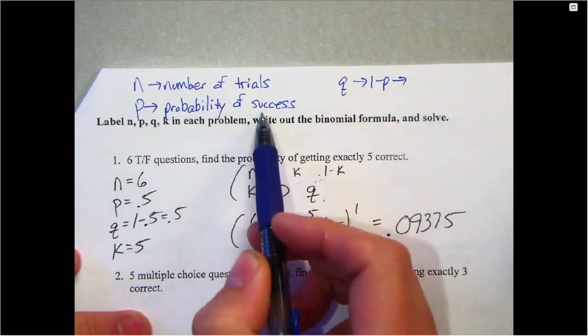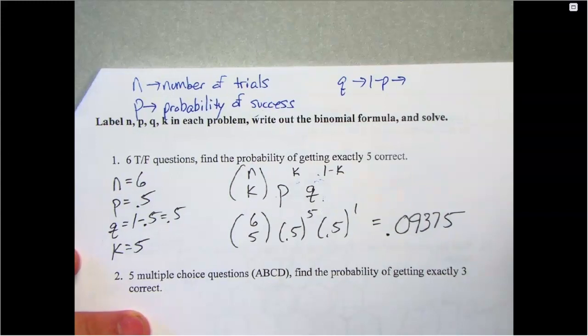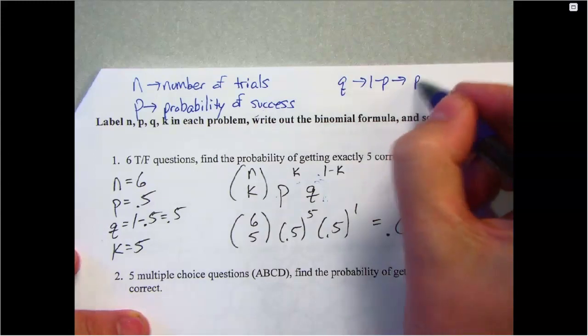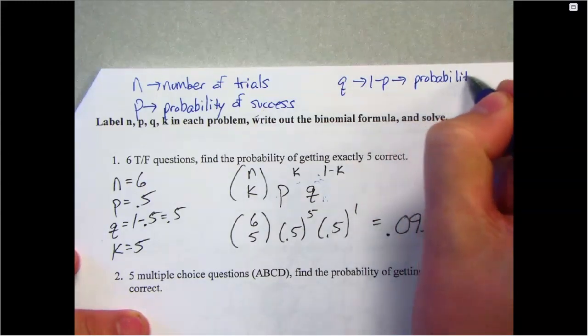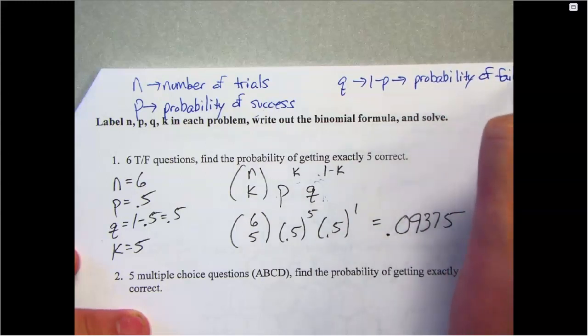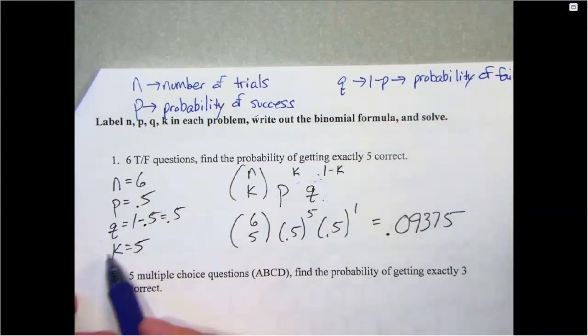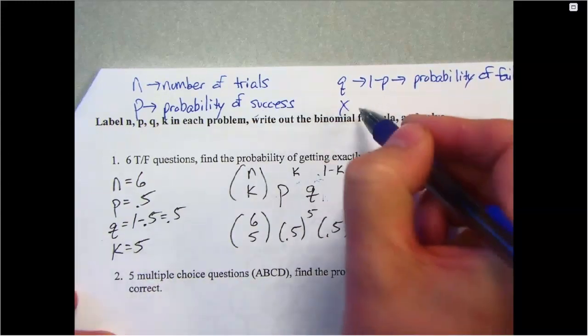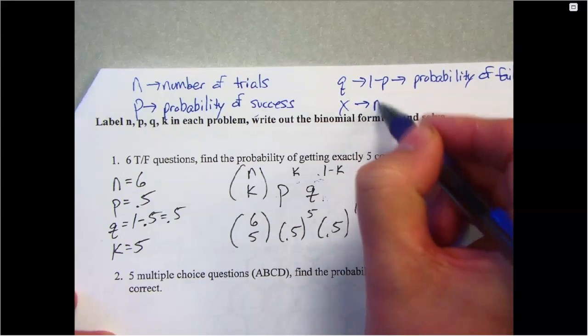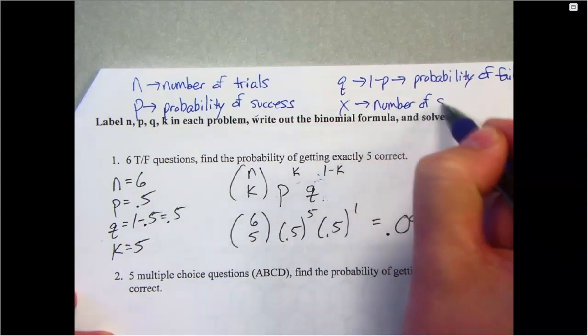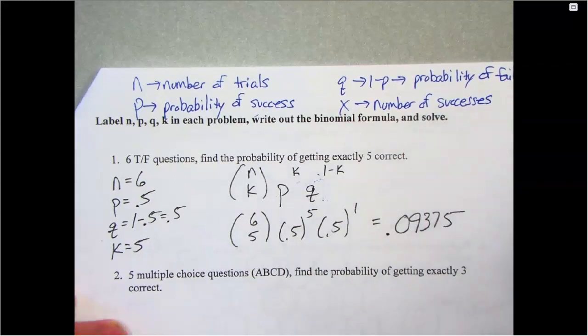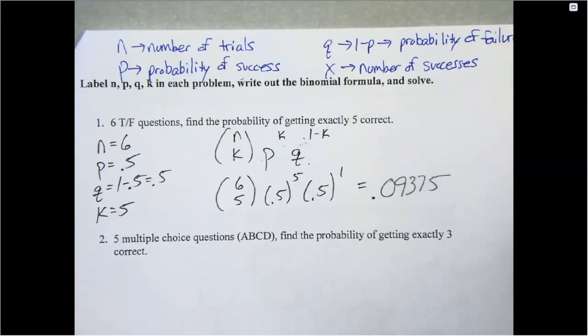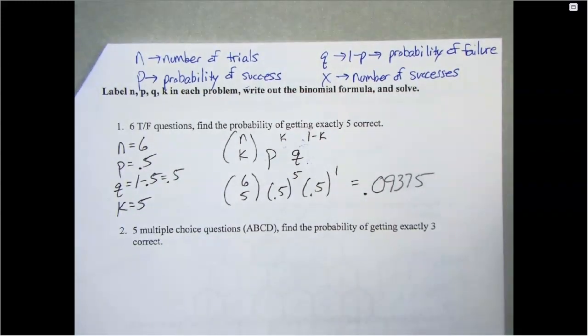So if P is the probability of success, and Q is 1 minus that, then what is Q representing? Probability of failures. And then I use K, she used X, it doesn't matter. X is the number of successes that we are looking for. And then actually go back to the Pascal's triangle because I forgot to show you how to find it on the calculator.